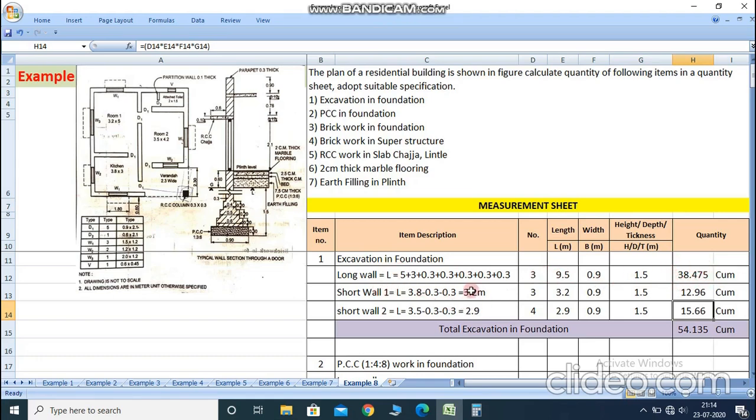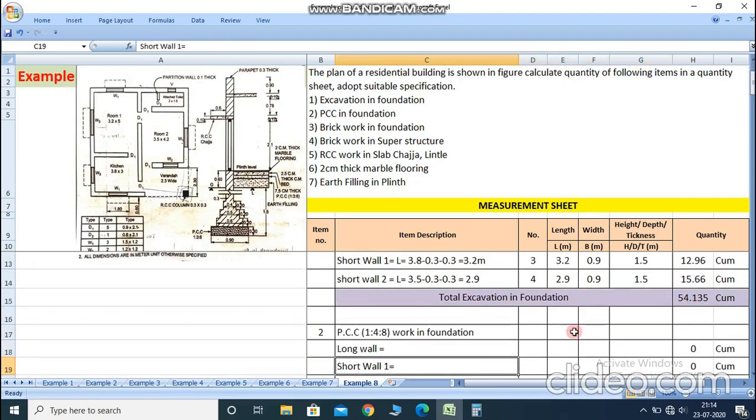Similarly, we calculated the multiplication of these 4 values for short wall 1 and got 12.96 cubic meter, and for short wall 2 we multiply these 4 values, 4 multiplied by 2.9, 0.9 and 1.5. So we got the answer 15.66. Now the summation of all these 3 values, we got a total answer of 54.135 cubic meter, which is the total excavation in a foundation.